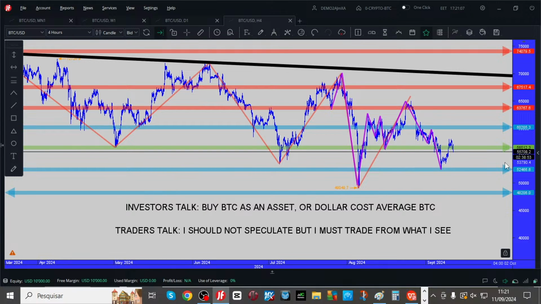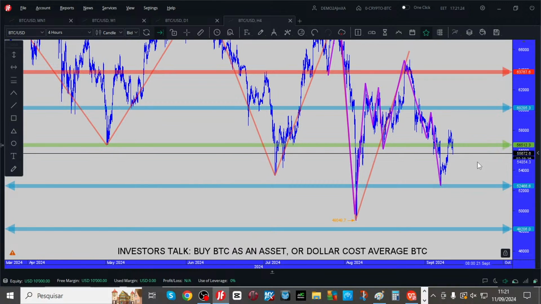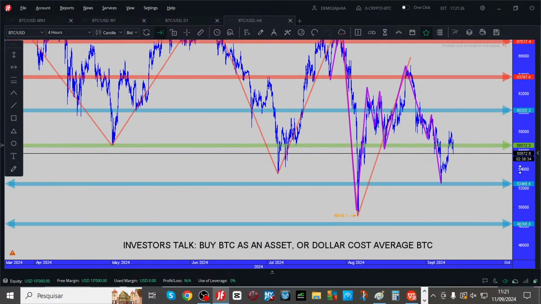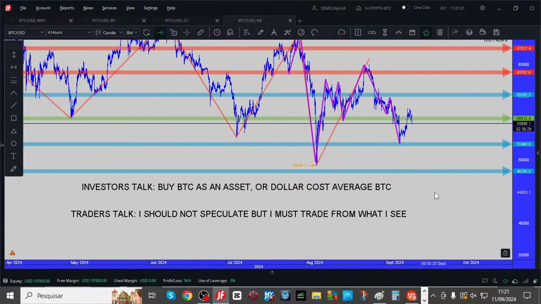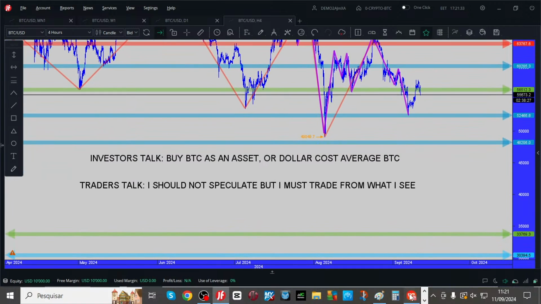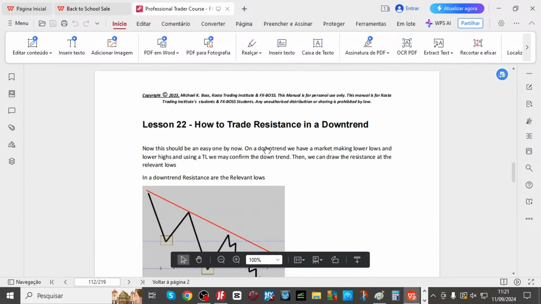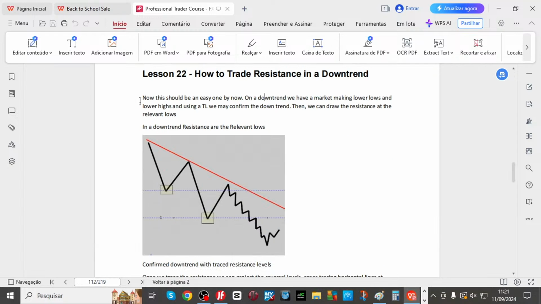So, talking about trading, how are you going to make pips and money or points? It's the same logic on USD CHF, GBP AUD, whatever. Alright? Short, very good. Exactly, so how to trade resistance in a downtrend, from the manual, everybody. Now this should be an easy one by now.